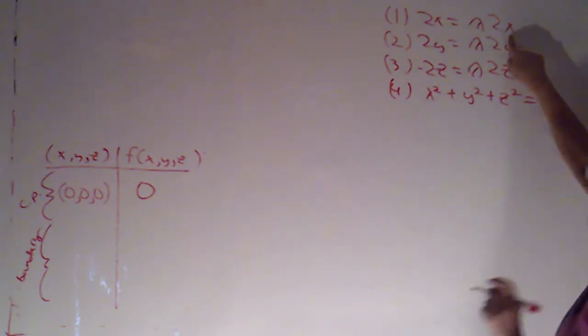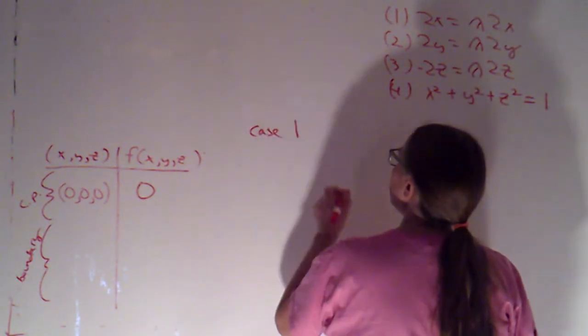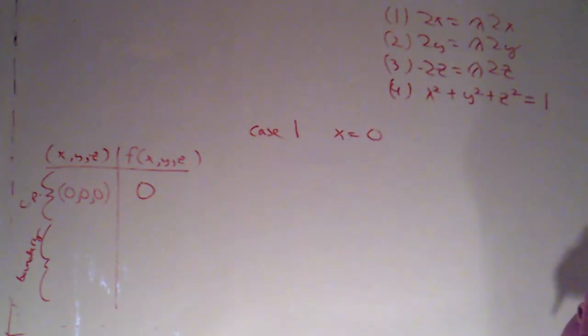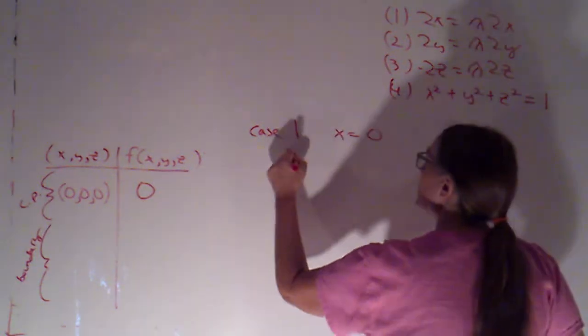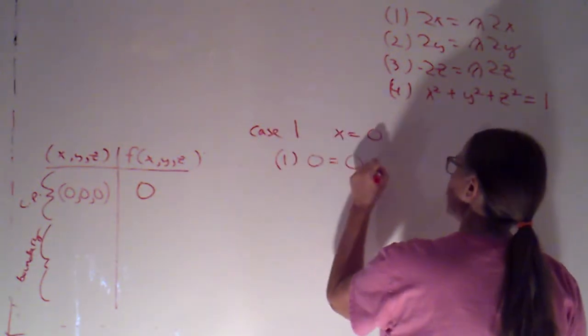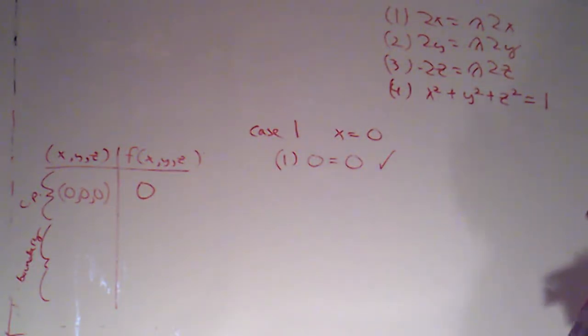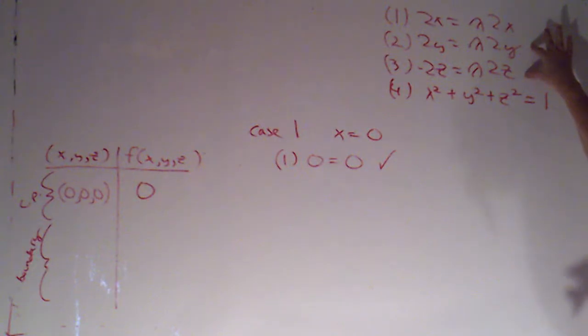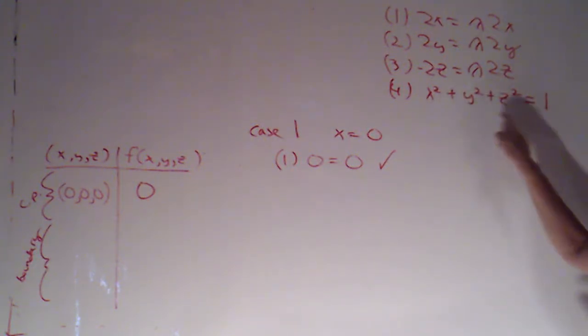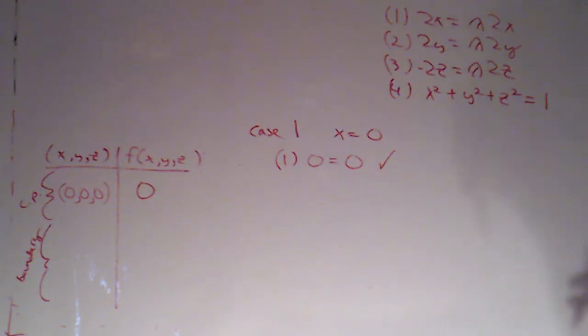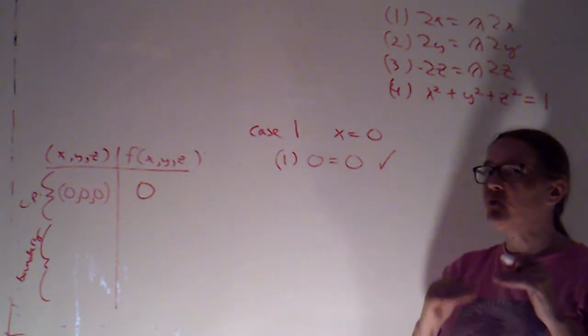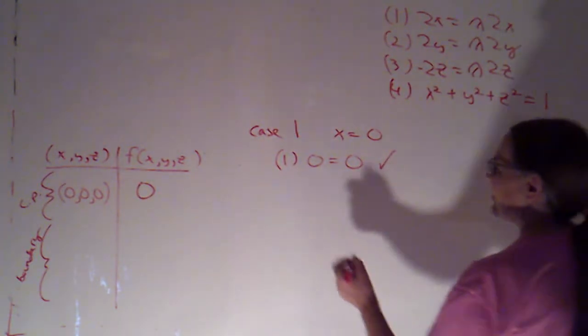Something could go wrong. That's case 1. Case 1, what if x is equal to 0? So if x is equal to 0, notice equation 1 becomes 0 equals 0. So equation 1 is true. Now, I need the rest of my equations to be true, and unfortunately, plugging in 0 for x doesn't help me at all in equations 2 and 3, and only helps me a little bit in equation 4. So I'm going to move on to equation 2, but I'm going to now have 2 subcases here.